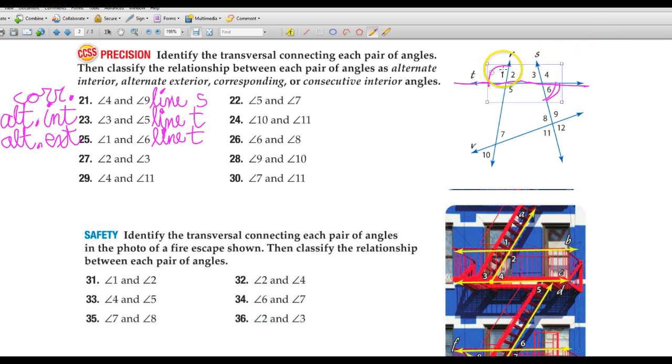Number 27, angles 2 and 3. Okay, once again, line T is our transversal. They're on the same side, or consecutive sides, of the transversal. And they're in between lines R and S, so they're on the interior. So they're consecutive interior.